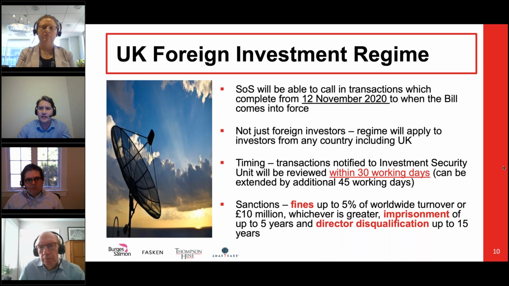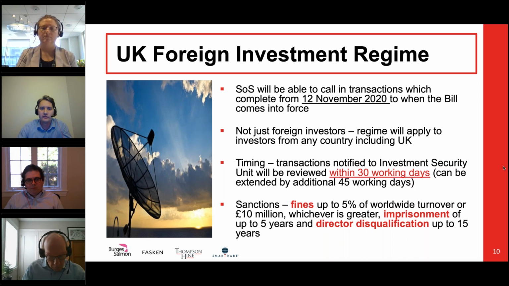In terms of sanctions, I think there are very significant sanctions for failure to comply with the new regime when it comes into force, and the sanctions that have been proposed are fines of up to 5% of worldwide turnover, or 10 million, whichever is greater. And then there's even the prospect of imprisonment of up to 5 years and directed disqualification for up to 15 years. So it really is a very strict regime.